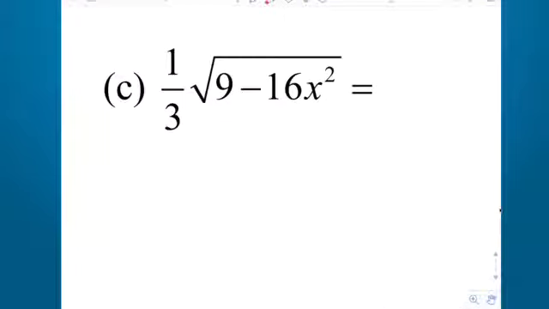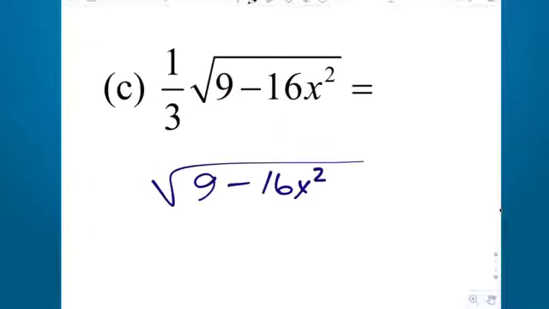All right, letter C. We have 1/3 times the radical. That one looks funky. That one is not in the format that we would like, right? We want it to be in ratio format. We want something over something. So multiplying by 1/3 is tantamount to doing what? Dividing by 3. So let's go ahead and do that. That'll be the square root of 9 minus 16x squared all over 3.